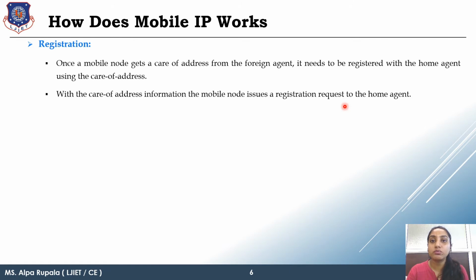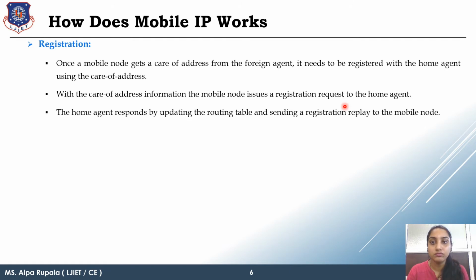But the registration process is not done directly. As soon as the care of address is sent, another form of digital signature is also sent with that care of address.